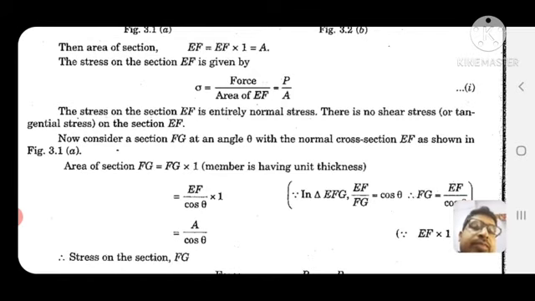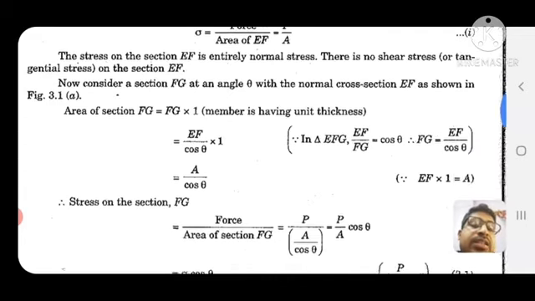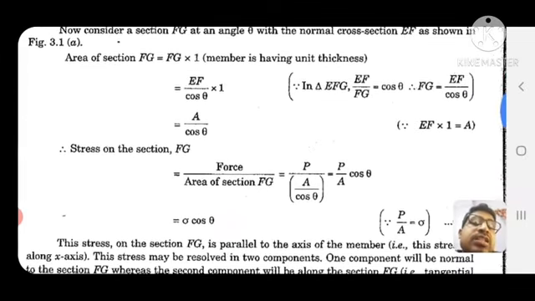Now, consider a section FG at an angle theta with the normal cross section EF as shown in the figure. Area of section FG is FG into 1. The member is having unit thickness, so EF by cos theta into 1, that is equal to A by cos theta.